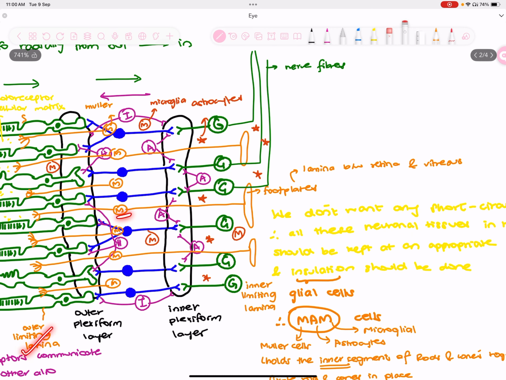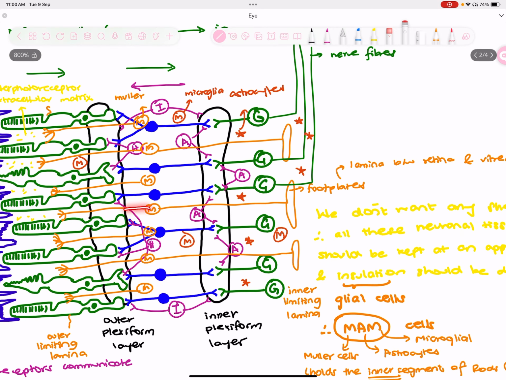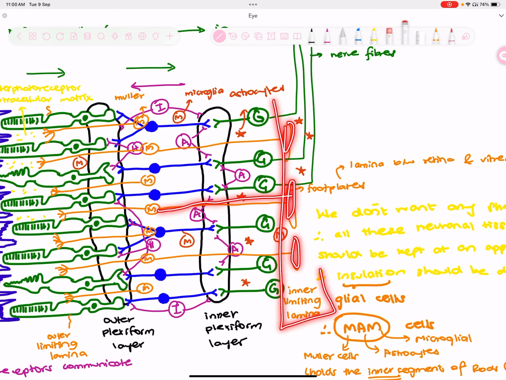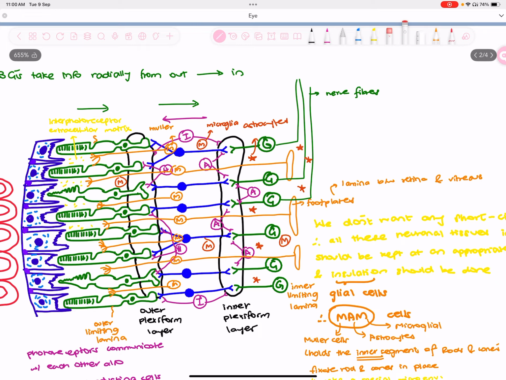Now, Muller cells form both the outer limiting lamina and inner limiting lamina. So it has two extensions. The one that's going towards the outer side, it forms outer limiting lamina, and the one that's going towards the inner side, it forms foot plates. These foot plates basically form the entire inner limiting lamina.